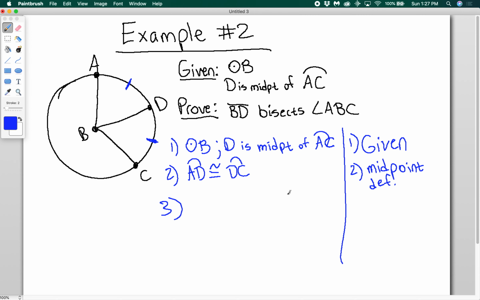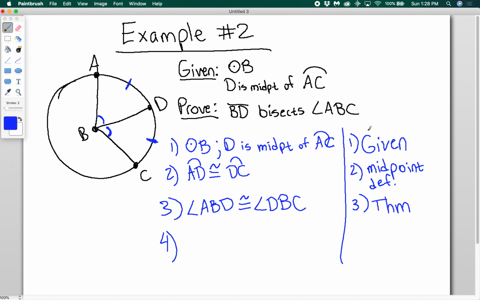Okay, so what else can I do? Because I'm trying to prove that BD bisects angle ABC. So I know that if these two arcs are the same, this is where what I was just talking about from the last page comes in. Because if these arcs are the same, then this angle has to be the same as this angle, right? If two arcs are congruent, then the central angles to those arcs are also congruent. So I can say that angle ABD is congruent to angle DBC because of our big theorem from the last page.